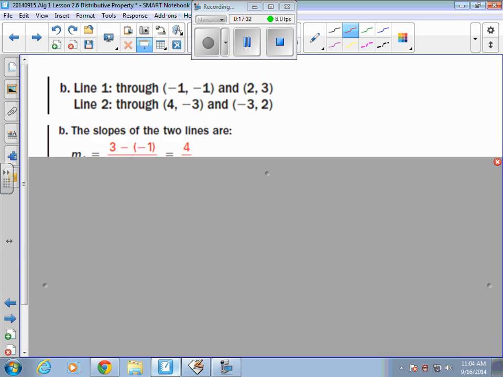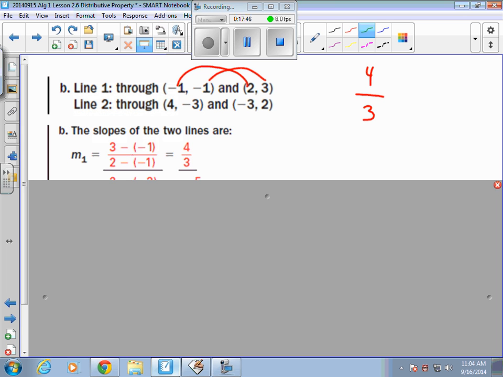Here's B, determining if they're parallel, perpendicular, or neither. 3 minus a negative 1 means 3 plus 1, that's 4. 2 minus a negative 1, 2 plus 1 is 3. So 4 over 3 is the slope of your first line. 2 minus a negative 3 means 2 plus 3, that's going to be 5.